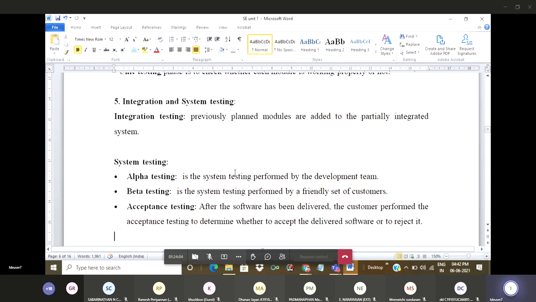After delivering a project from the development team to the customer, the customer has to verify whether it is working or not. If he finds any problem, he has to return it to the development team. The development team will test once again and deliver to the customer. So this is how system testing works.